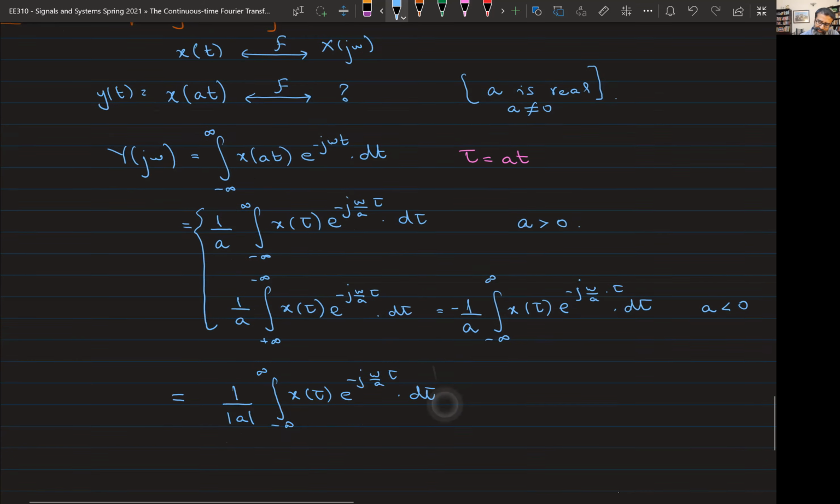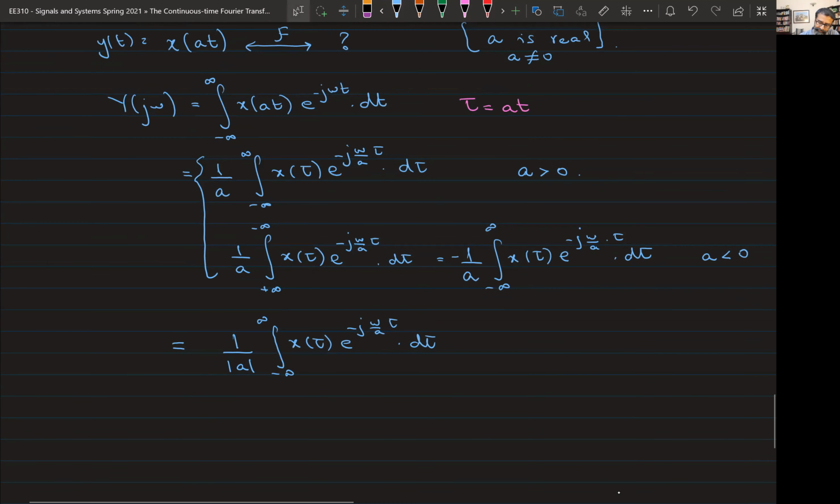And what do I have now inside the integral? It's a Fourier transform of x of tau, not exactly. There's a slight nuance here. This is not exactly the Fourier transform. So, excellent, as Daniel points out, this is equal to x of j, and instead of omega, you have omega by a. So that's what it really is. Therefore, this is equal to 1 upon absolute of a, x of j omega by a.